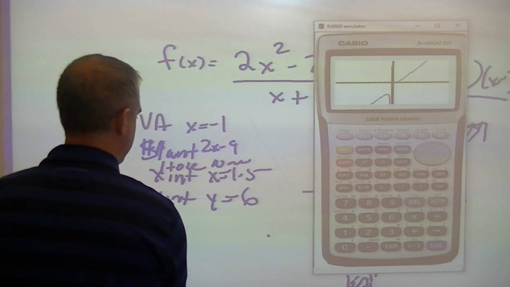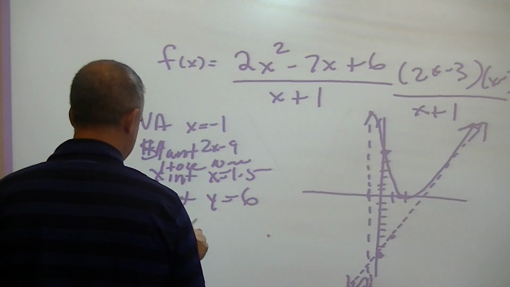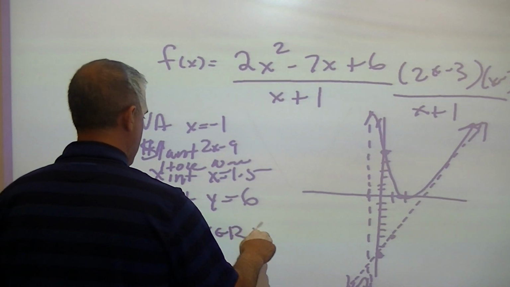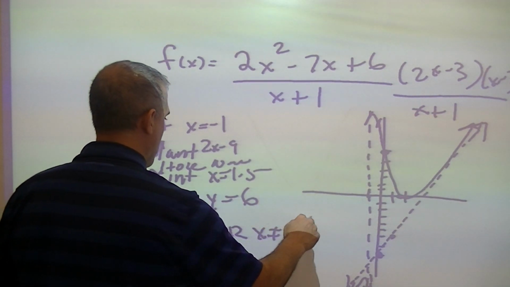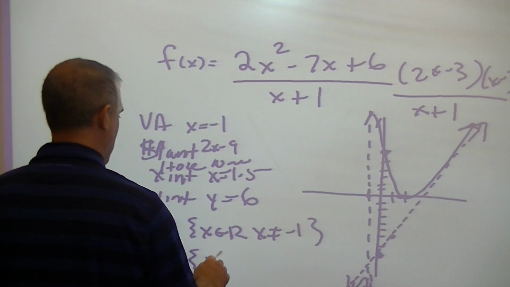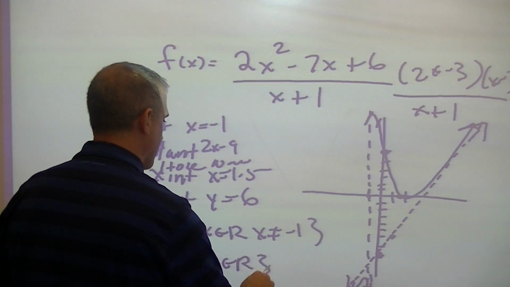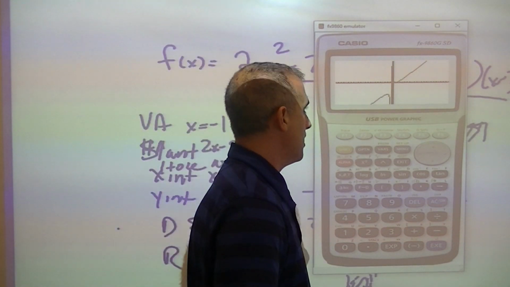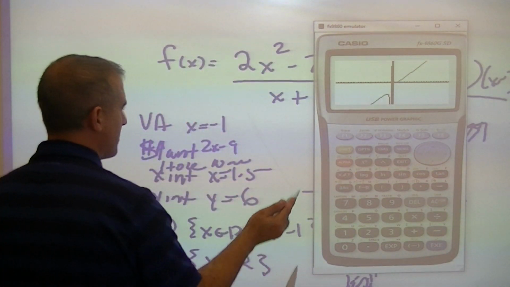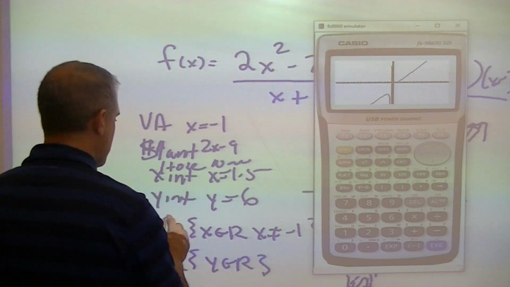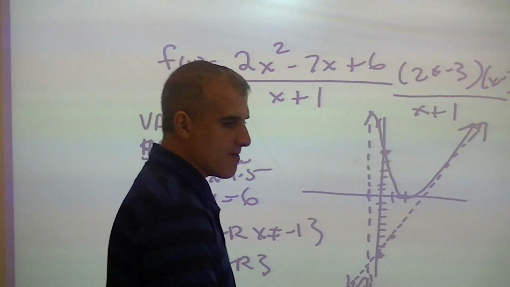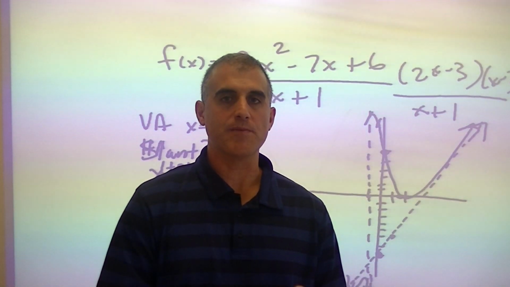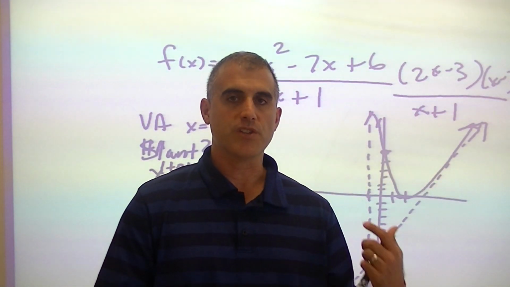So that domain is going to be all real numbers, except x can't be negative 1. The range is all real numbers altogether. It covers the whole shooting match. You can look at minimums and maximums. There's less concern about the domain and range on the slant asymptotes. So now you'll have some of these to practice on your own. Use this video to help you.